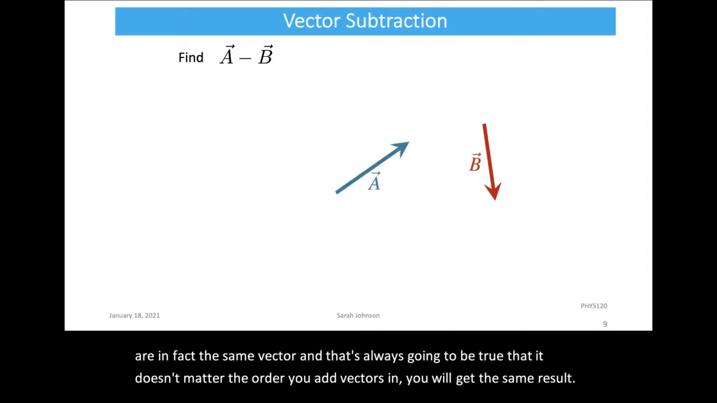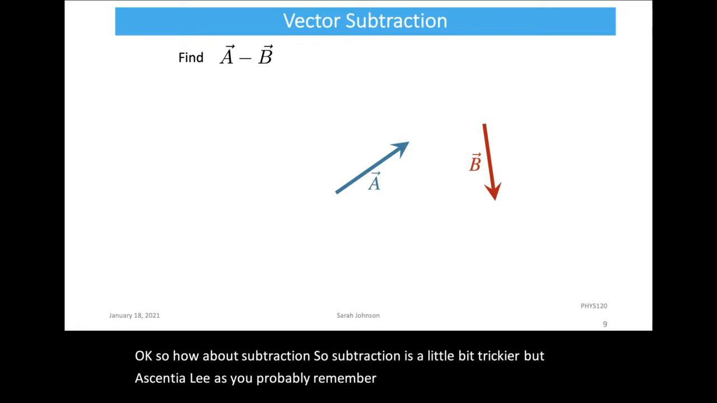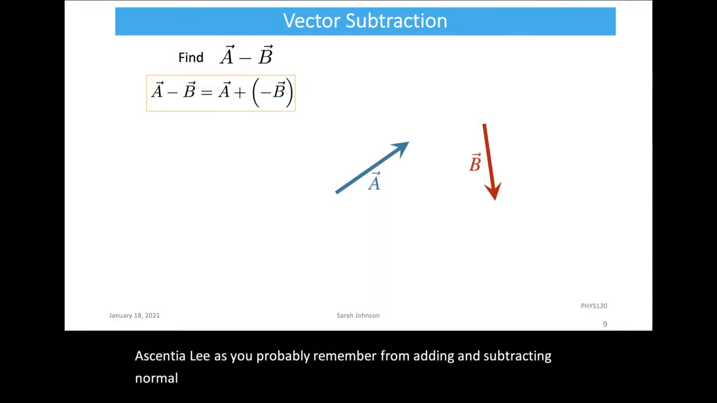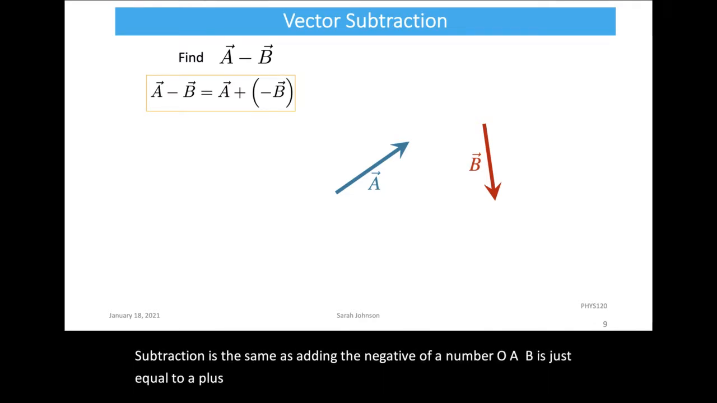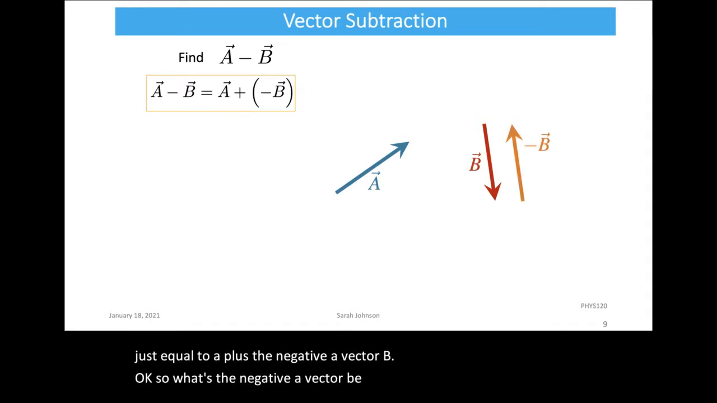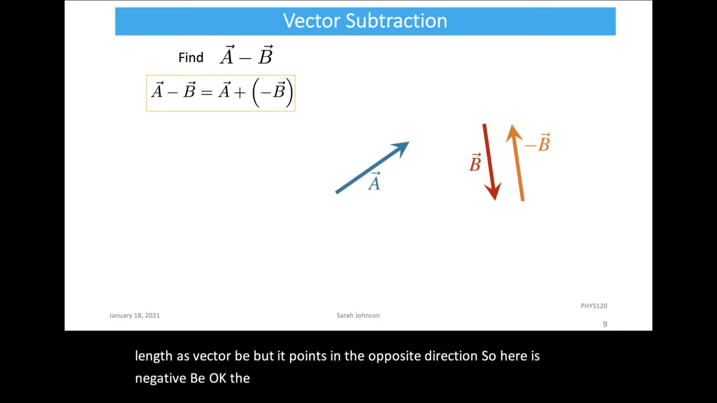Okay, so how about subtraction? Subtraction is a little bit trickier, but essentially, as you probably remember from adding and subtracting normal numbers, subtraction is the same as adding the negative of a number. So A minus B is just equal to A plus the negative of vector B. Okay, so what's the negative of vector B? Well, that's just a vector with the same length as vector B, but it points in the opposite direction. So here's negative B, the orange one. It's the same length as B, but it points in the opposite direction.